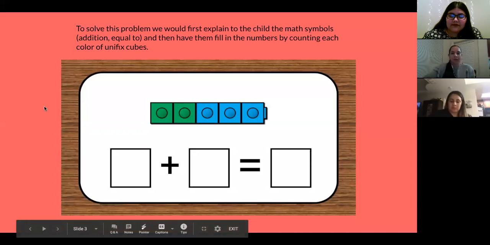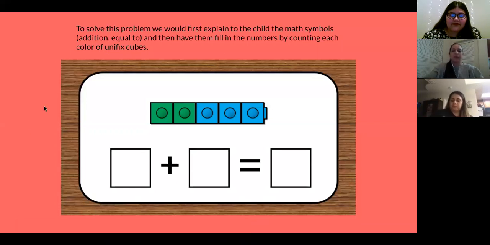So here would be an example of a problem where we would incorporate Unifix cubes in our lesson. This would be when we teach the students basic addition. So of course here we would go over the math symbols to the students, let them know that the cross symbol symbolizes addition, and then these two lines mean equal to.